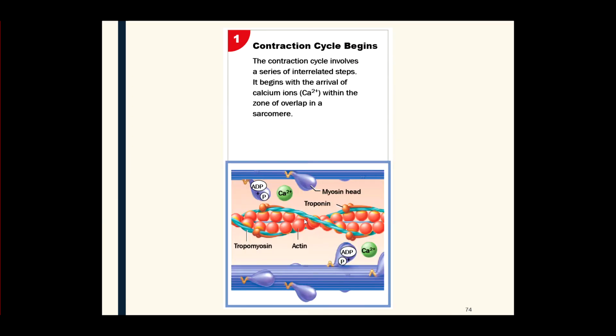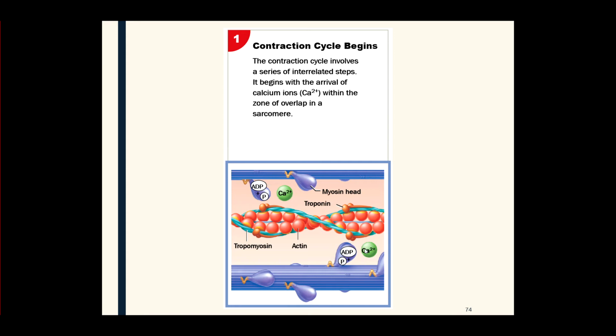Right, here's the muscle at rest. How do I know that? The tropomyosin is covering the active sites. I have a charged myosin head. It's in the cocked position. This happened from the last previous muscle contraction where ATP was split into ADP and phosphate. That release of energy put this into the cocked position.